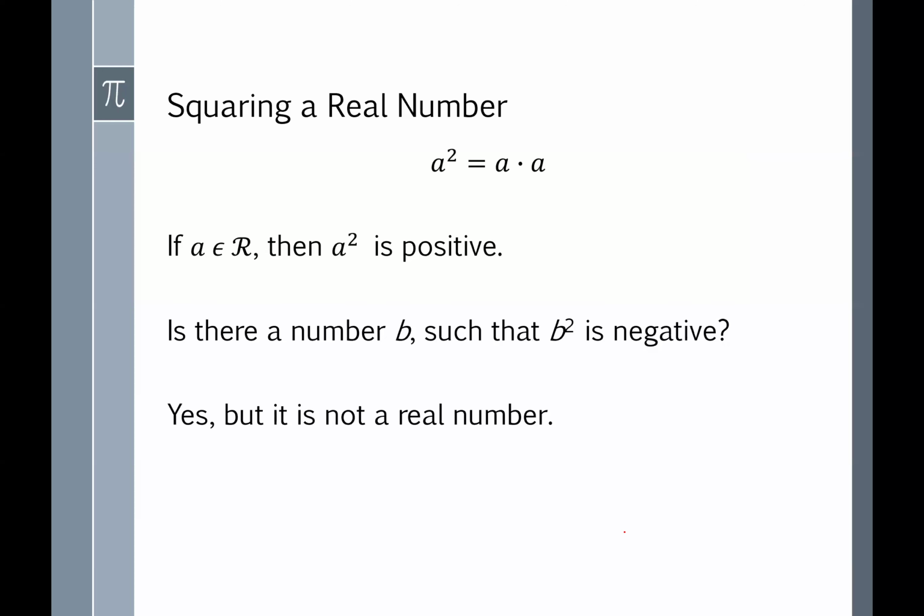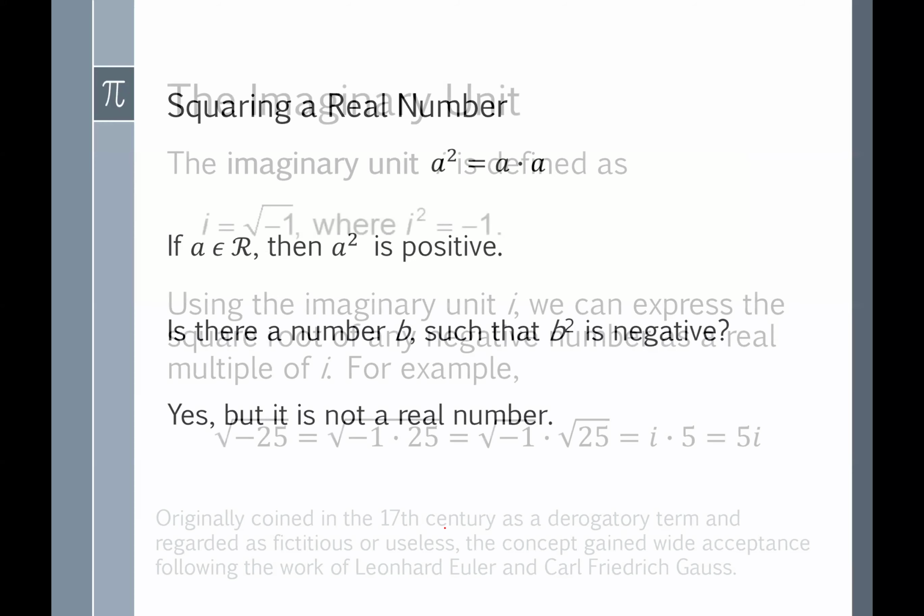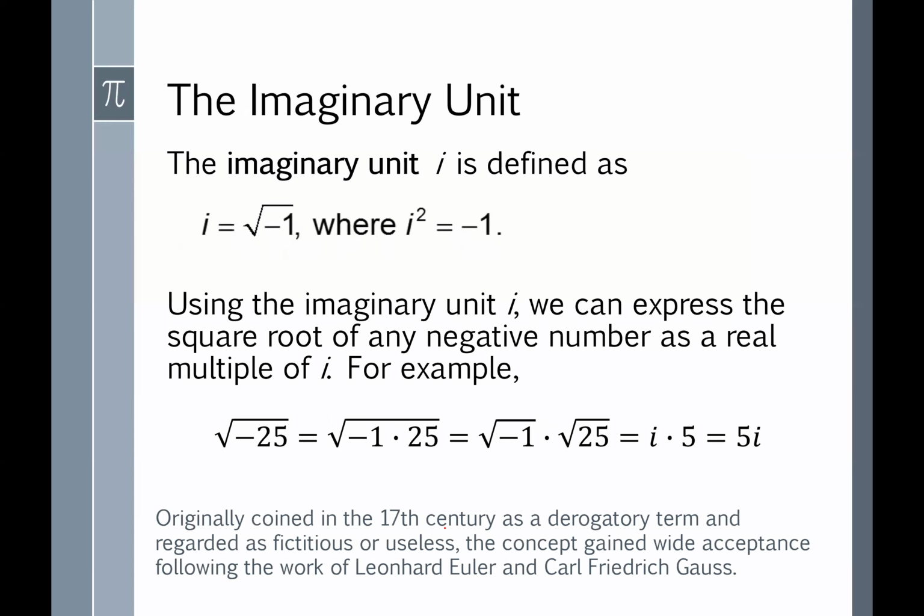So is there a number I can square and get a negative value? The answer's yes, and it's called i. i is the imaginary unit. This is a definition for you. This isn't like knowing that 1 and 1 gives 2. This is a definition of a new number system, the imaginary number system. And the imaginary unit, i, is equal to the square root of -1.